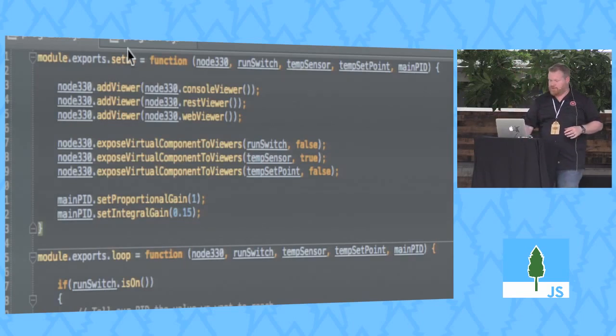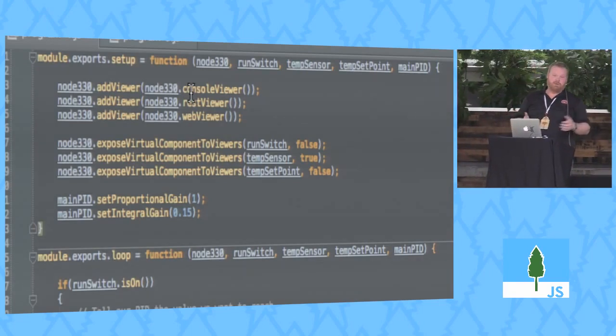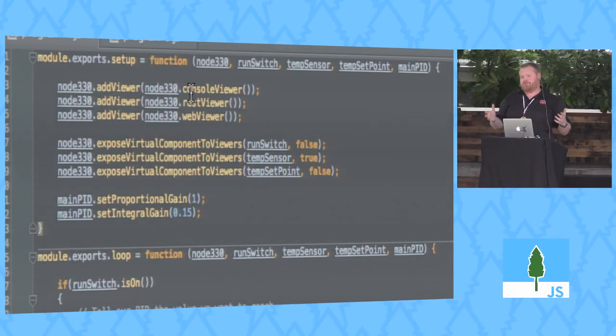The other cool thing about what we do is we have this concept of what are called viewers. And viewers are basically what it sounds like. We have a console viewer which just outputs the various data to your console, which is fun and wonderful and interesting. We have a REST viewer, which exposes a real simple API that you can plug into. And we've got a web viewer, which actually builds user interfaces for you on the fly that you can control these things with. And then we can determine down below if we want to expose it to the viewer or if we want to hide it and things like that.